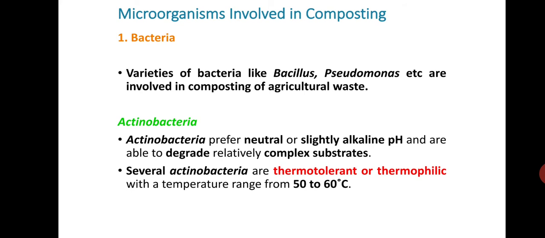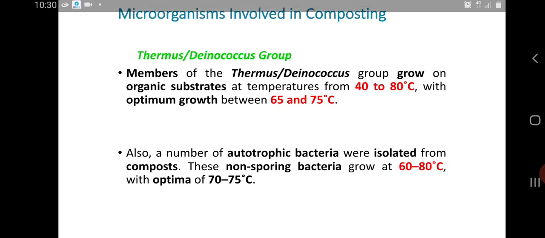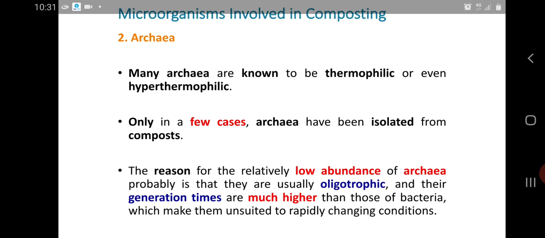You have to remember the names of microorganisms such as Bacillus, Pseudomonas, etc. Fine. So several actinobacteria are thermotolerant, which can tolerate the temperature range. Then the Thermus group, you have to remember certain names. Then archaea are also helpful. They are thermophilic, right? They are low in numbers mainly because they are oligotrophic and their generation times are much higher than those of bacteria, right. So they are not suited for changing conditions. Composting is a regularly changing condition.